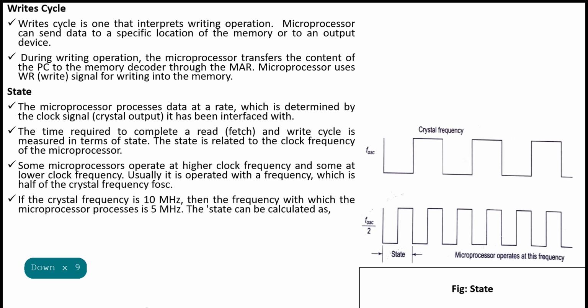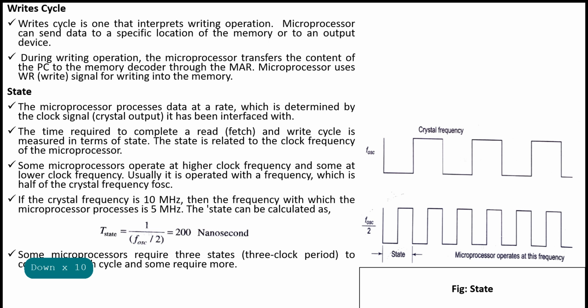The state can be calculated as T state equals 1 by oscillator frequency divided by 2. So that is equal to 200 nanoseconds. In this case, see here, F oscillator is 10 megahertz. Therefore 1 by 10 by 2, that is 1 by 5 megahertz, which equals 200 nanoseconds.